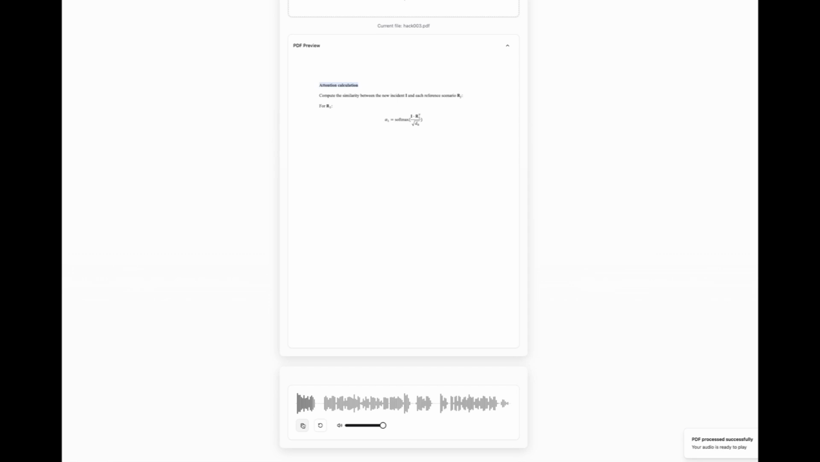Attention calculation. We need to find the similarity between the new incident, the input I, and each reference scenario, the reference R. Alpha is softmax of the input I dot product with the reference R, divided by root D.